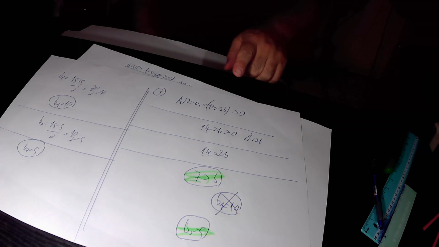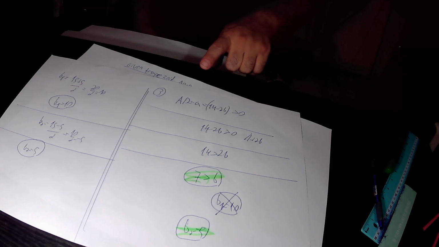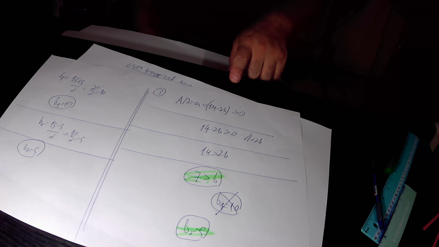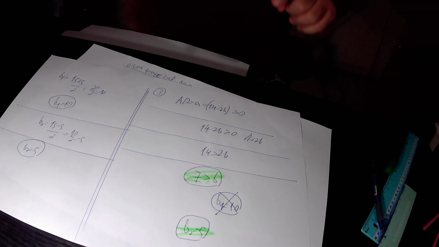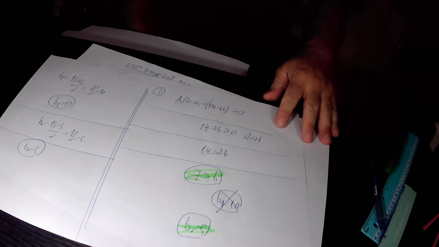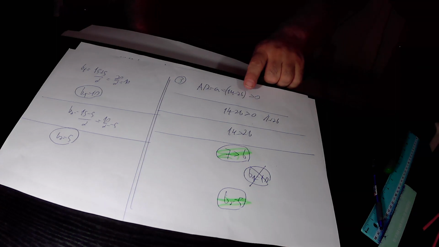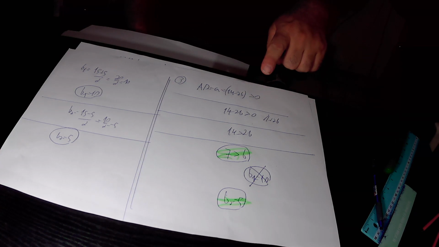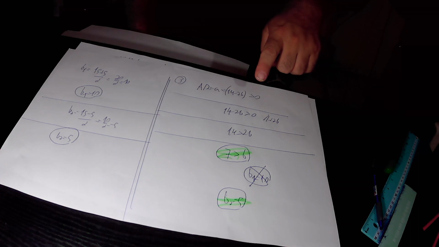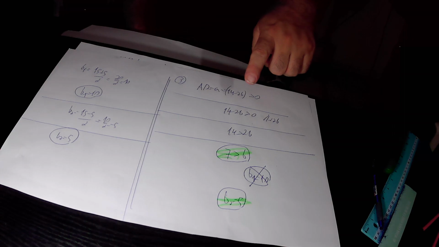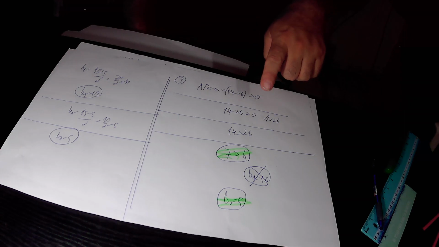That is to say, 14 minus 2b must be greater than 0, because it is an expression for the length of AD. Here we added 2b to this inequality, and we found out that 14 is greater than 2b. Here we divided this inequality by 2, and we found out that 14 over 2, which is 7, is greater than 2b over 2, that is b.